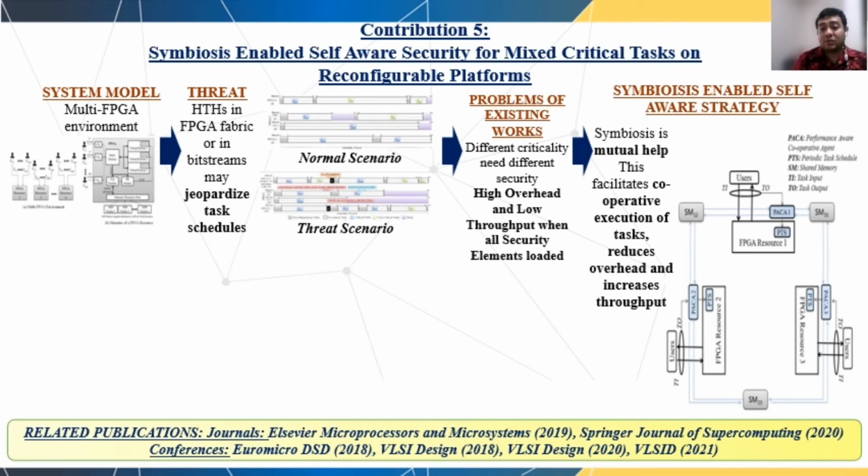So we adhere to symbiosis. Symbiosis is essentially mutual help, and this facilitates the cooperative execution of tasks, which reduces the overhead and increases the throughput. What happens over here is that we develop several self-aware modules which are associated with different FPGA platforms, and if a module finds that its own FPGA platform is anomalous, then it outsources the task to other self-aware modules to be executed on other FPGA resources. The high critical tasks are given preference, and if after completing high critical tasks time and space exist, then the low critical tasks are executed.